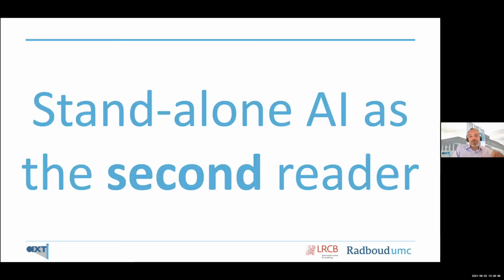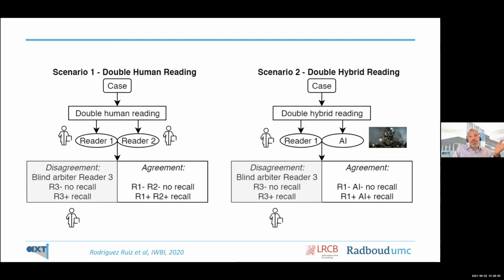So one option to get around that is to say, okay, we do double reading. Let's have the AI, the standalone AI, be one of the 2 readers. So the current format for double reading in Europe, or in most of Europe and the Netherlands for sure, is the one on the left. 2 readers read independently, and when they disagree, a 3rd reader becomes the final decision maker. Our scenario is, well, the 2nd reader is an AI, and if the AI and the 1st reader disagree, a 3rd reader, which happens to be a 2nd human, makes the final decision.